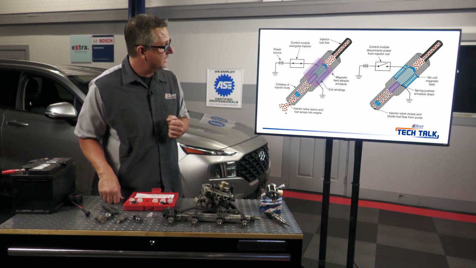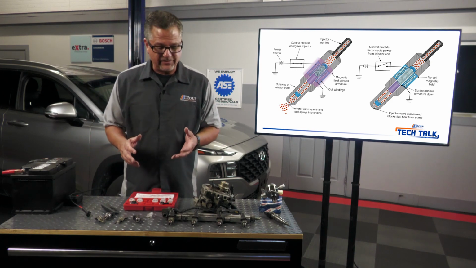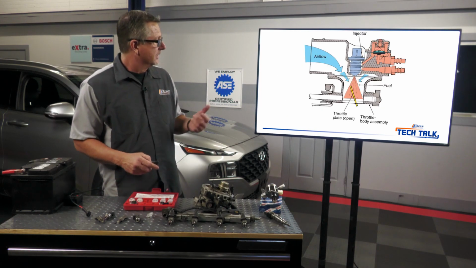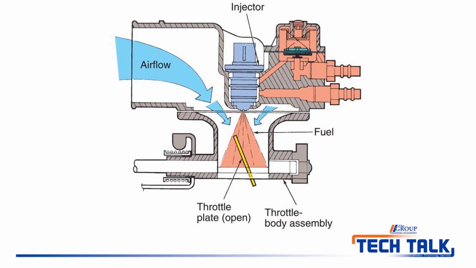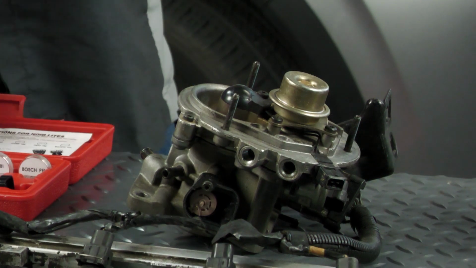You can check those windings for resistance with an ohm meter and follow the manufacturer specification and make sure it's the right specification. Now, looking at the different injectors, we start right here with the throttle body. A throttle body has one or two injectors located on the top, kind of like a carburetor. Injected the fuel at the top all the way through the butterfly down into the engine.